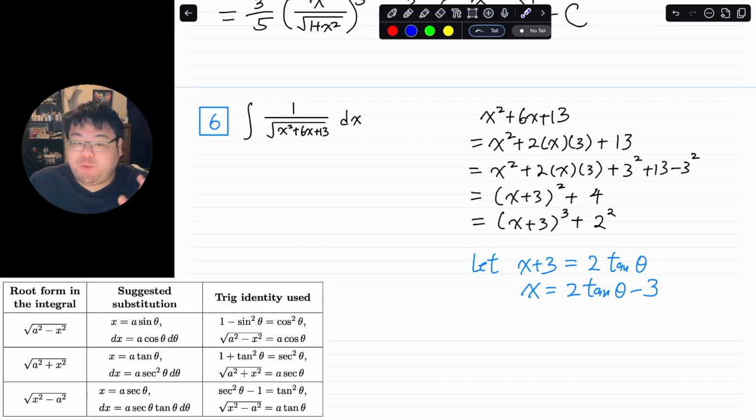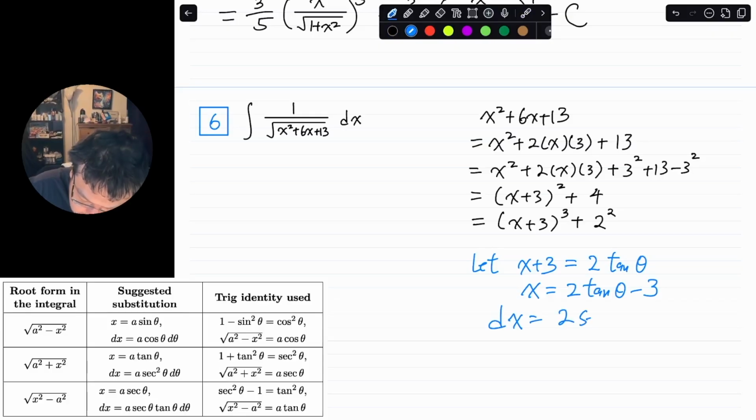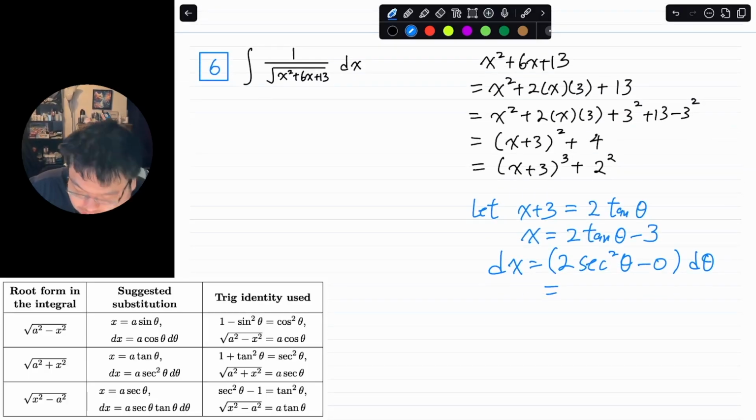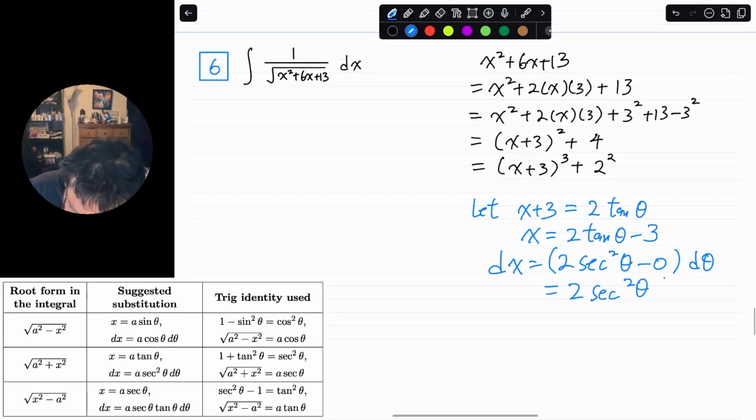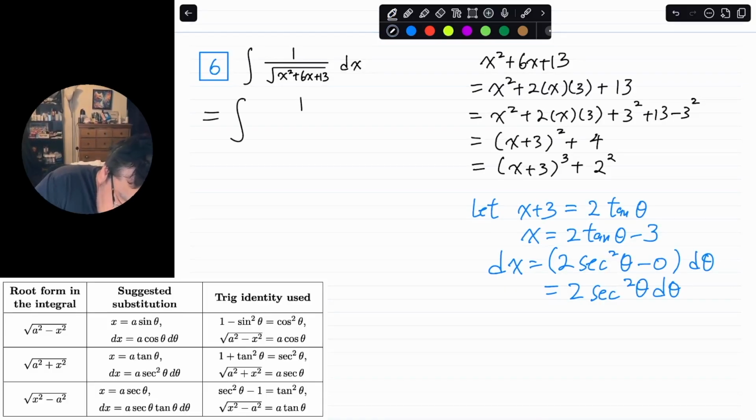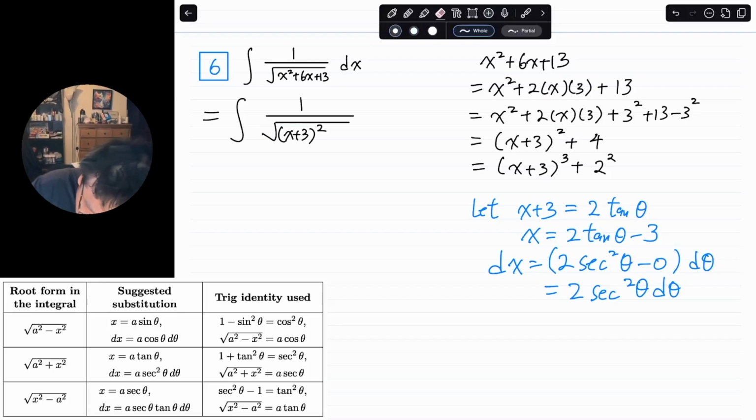So now if you plug this back in, we will get 2 tangent theta whole square. So again, what is dx? It will be 2 secant square theta minus 0, and then the whole thing times d theta, because the derivative of a constant is 0. So we just put 2 secant square theta d theta. So now let's try to plug everything back in. The first part, x squared, so we first copy the expression that we just did completing the square with. This is x plus 3 squared plus 2 squared, times dx.